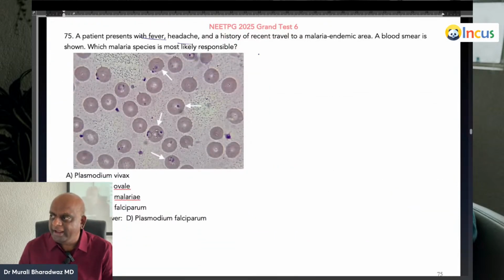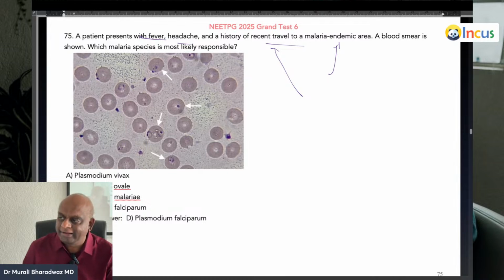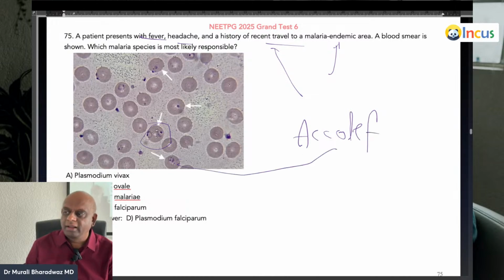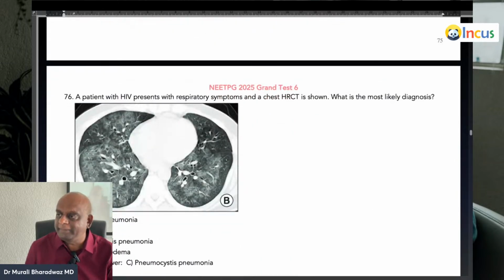There is a fever, headache, and history of recent travel to the malaria endemic area. So, echo forms, what are they called? Echo forms in the RBC is classical of Plasmodium falciparum.